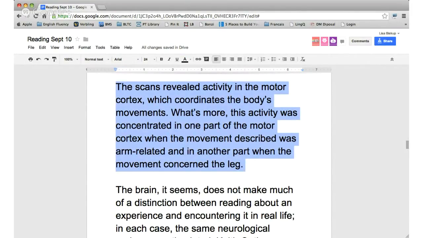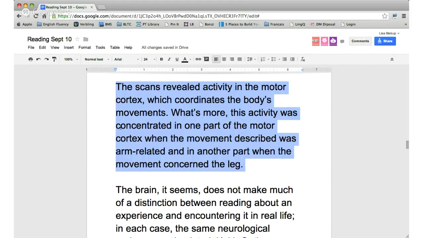The scans revealed activity in the motor cortex, which coordinates the body's movements. What's more, this activity was concentrated in one part of the motor cortex when the movement described was arm-related, and in another part when the movement concerned the leg.